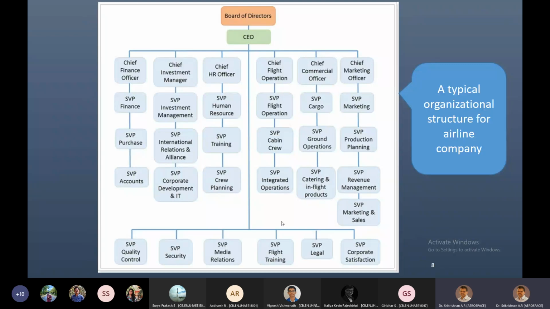But whether you have a separate division for that, that may not be the same for all companies. They may be merged together, etc. For example, flight training and flight operations may be combined, or training can be combined with HR operations, etc. So it all depends on the functional efficiency and the preference and priorities of the specific companies.